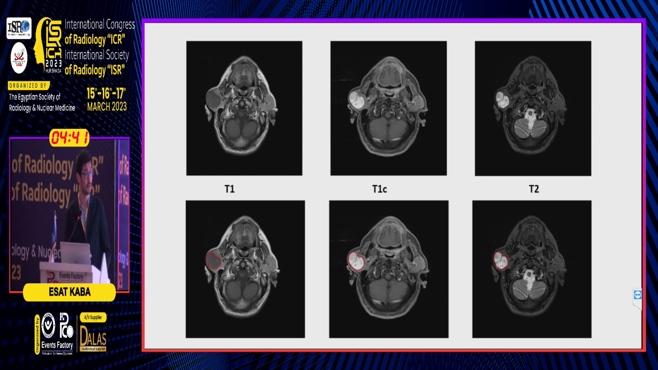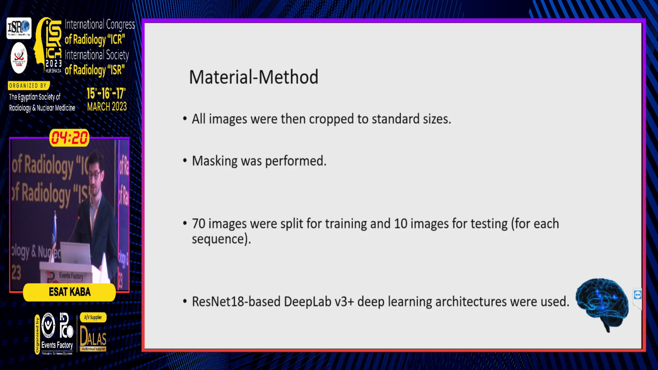These are examples of our patients' T1 sequences. You can see right parotid gland tumors and manually segmented parotid gland tumors, contrast-enhanced T1 sequences and manual segmentation, and T2 images, manually segmented right parotid gland tumors. All images were then cropped to standard size, and then masking was performed for all of the patients. 70 images were split for training and 10 images for testing for each sequence. And then a ResNet 18-based DeepLab V3+ deep learning architecture was used.